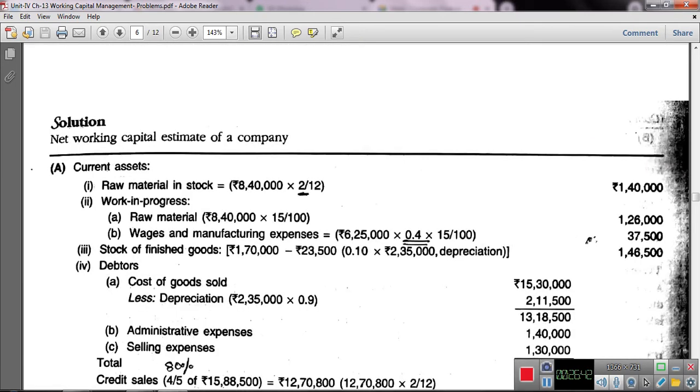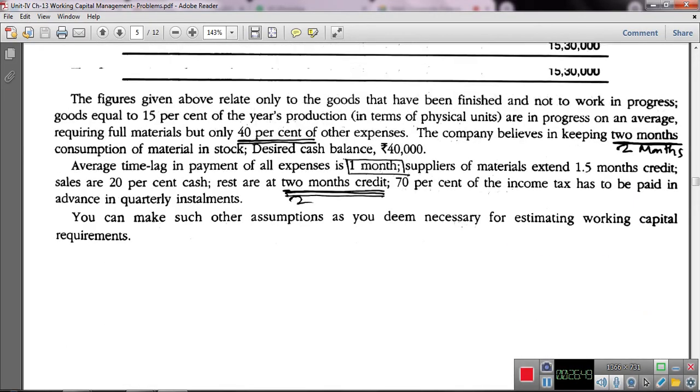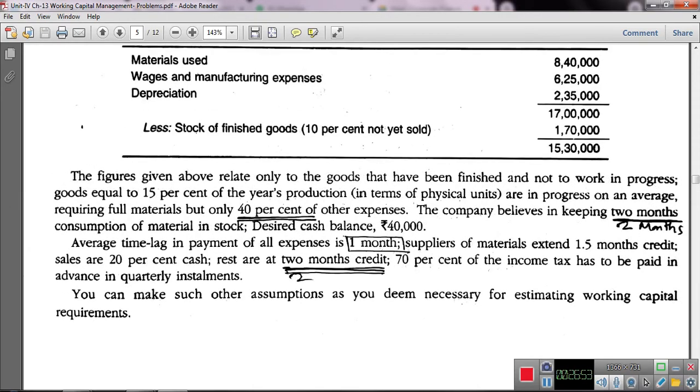So we are estimating the stock of finished goods. Stock of finished goods is 1,70,000 rupees, but 10% not yet sold.